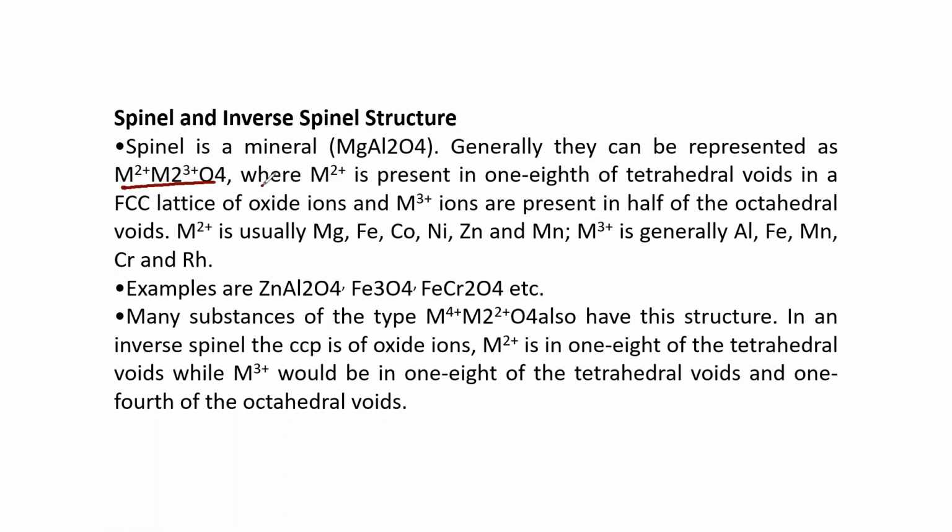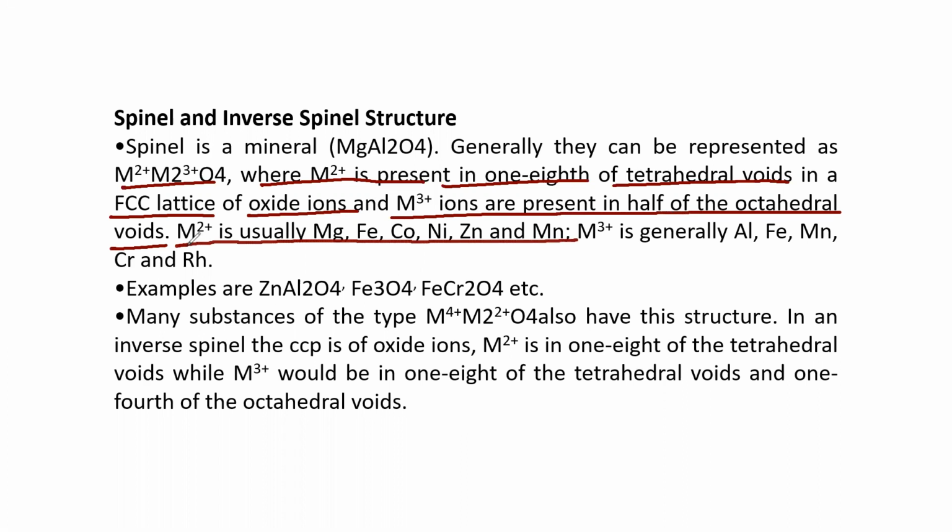Underline this one, very important. Divalent magnesium is present in 1/8 of the tetrahedral voids in an FCC lattice of oxide ions, and aluminum, that is Al3+ ions, are present in half of the octahedral voids. Usually M2+ is magnesium, iron, cobalt, nickel, zinc and manganese, and M3+ is iron, aluminum, manganese, chromium and rhodium. Examples of these structures are ZnAl2O4, Fe3O4 and FeCr2O4. Many substances of this type also have this structure.